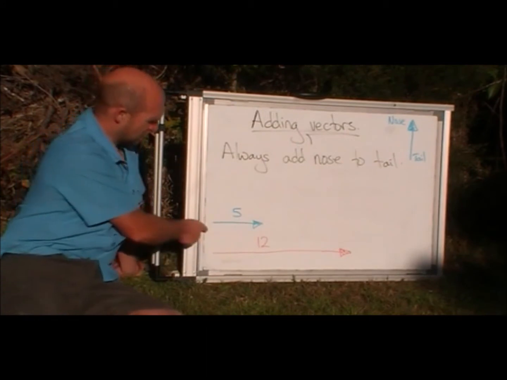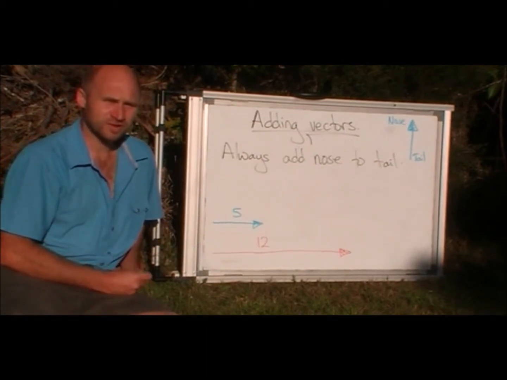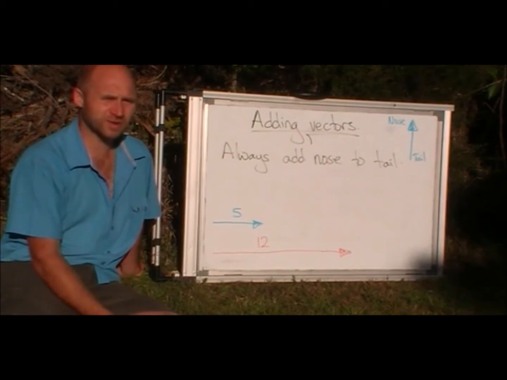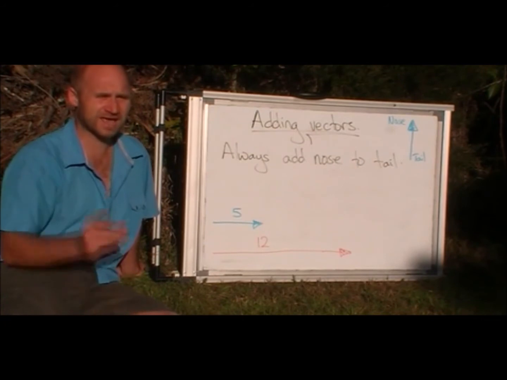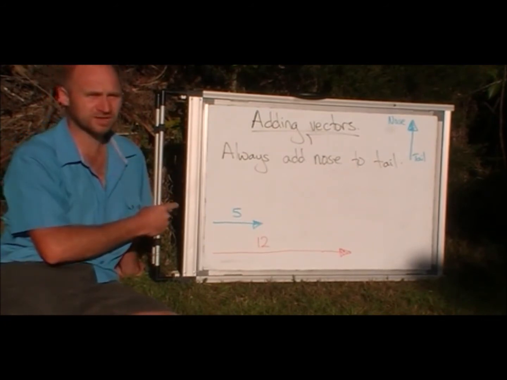So, as an example, we've got a 5 and we've got a 12. Most maths teachers will tell you that 5 and 12 get 17. Let's check and see if they're right. Add them nose to tail. Pause the video, join those vectors together nose to tail, and see how long it is.